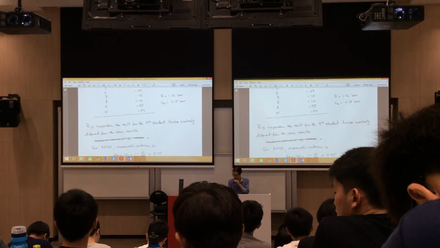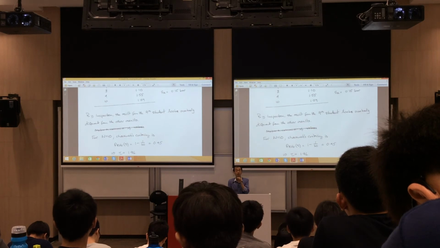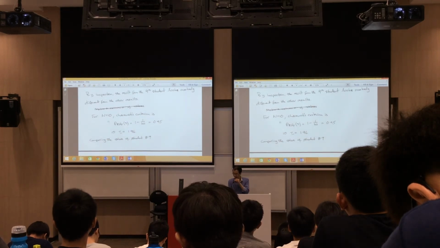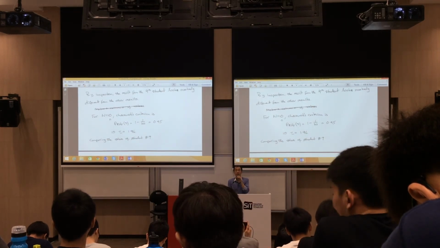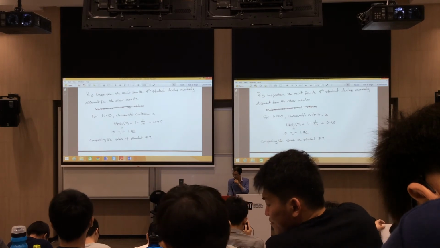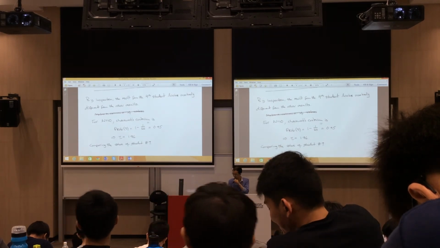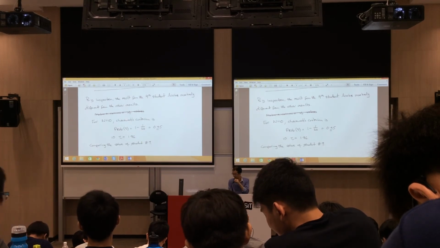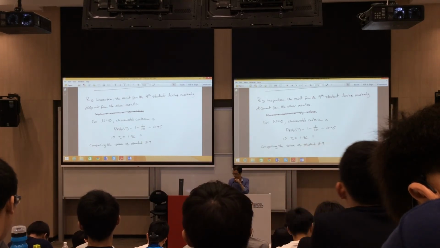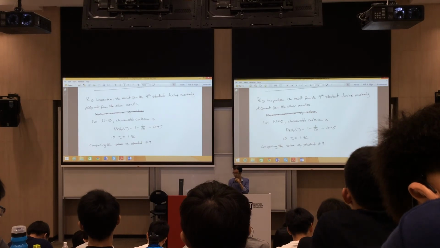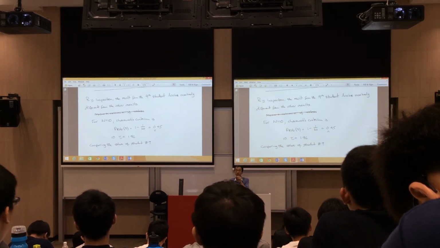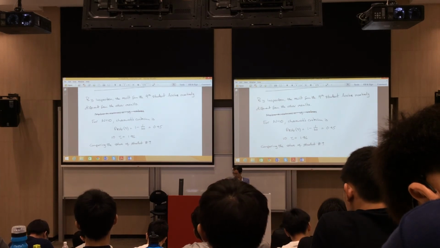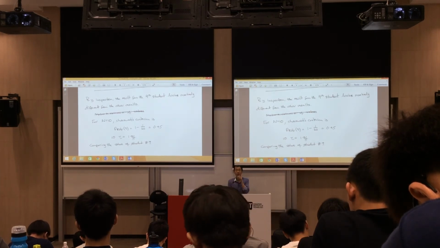Using the Chauvenet criterion again, for this case n equals 10. So if we use the Chauvenet criterion, the probability for n equals 10 will be 95%, which is 1 minus 1 over 2 times 10. So 95% for the Gaussian distribution corresponds to tau, which is 1.96.